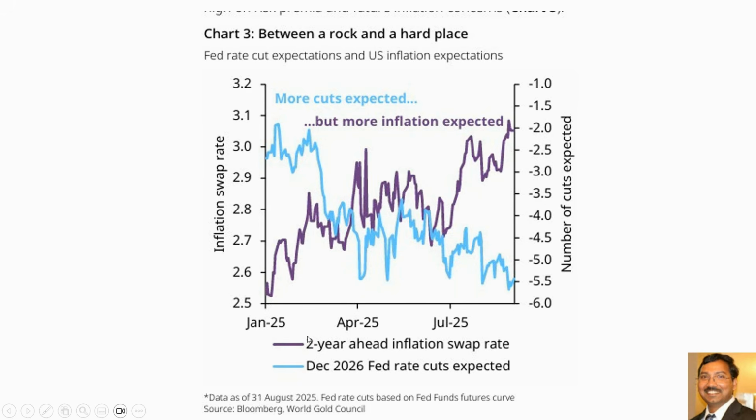And the purple line, what is the purple line? It is the 2 year ahead inflation swap rate, and the blue line is 20 days of Fed rate cuts expected. So what is the inflation swap rate expecting? There's a high chance inflation can go up, but more Fed rate cuts are expected. That's the reason there is a high chance of stagflation.